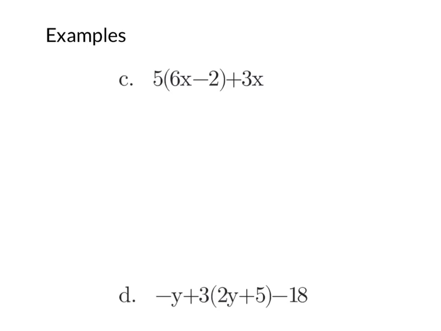Example C, we have 5 times (6x minus 2) plus 3x. So we start by distributing. If we distribute, we get 5 times 6x is 30x. 5 times negative 2 is minus 10. Plus, we bring down our 3x. I can go ahead and combine my like terms. My 30x and my 3x combine to give me 33x. We bring down our minus 10, and we're done.